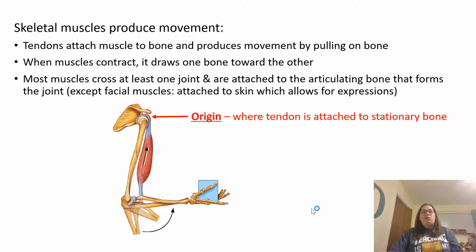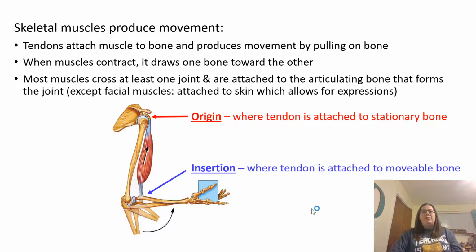We see that there is an origin when we talk about the muscle. This is where the tendon is attached to the stationary bone, the bone that is actually not doing the movement at that time. We then have the insertion, where the tendon is attached to the movable bone. So in this case, guys, it's showing you the bicep. Okay, so the bicep is on the front of your arm here.